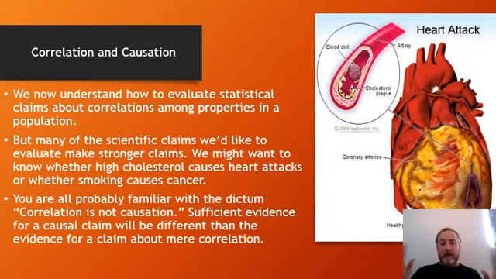As I said, we now know the basics of how to evaluate statistical claims about correlations among properties in a population, and we're over the hump with all that mathy stuff. It's still in the background, but if you've mastered it, now it's all conceptual. We'd like to make stronger claims than mere correlations. We would like to know whether high cholesterol actually causes heart attacks, or whether smoking actually causes cancer, not whether it merely correlates with them. Correlation is not causation, so we need different evidence to prove a causal claim.